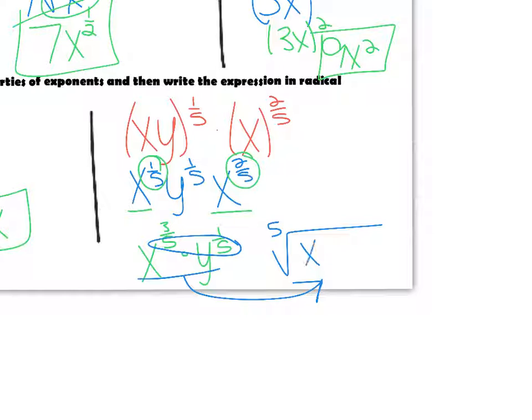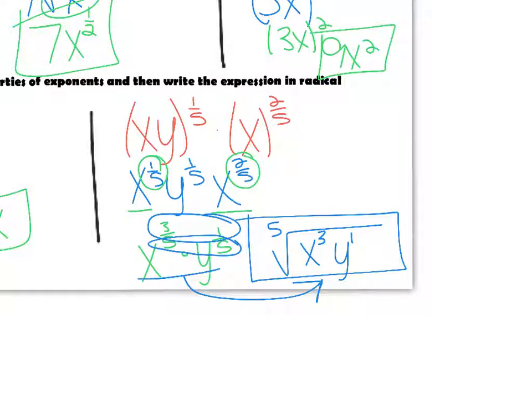So my x and y are both going to come under the 5th root. The exponents, remember that's your numerator, exponent over index. So the 5th root of x cubed, y to the first, or just y.